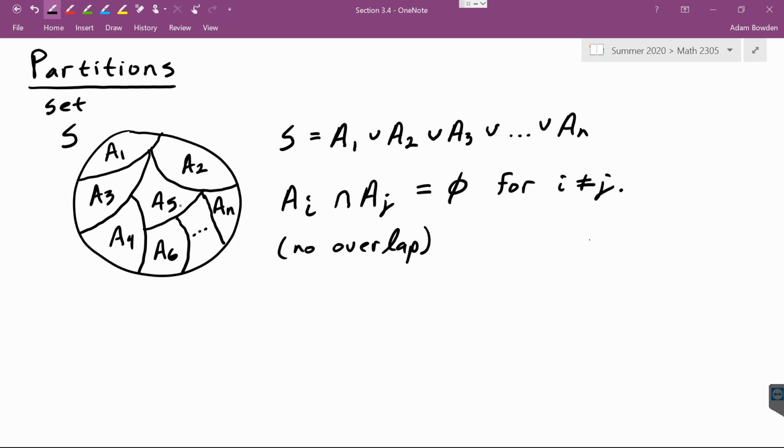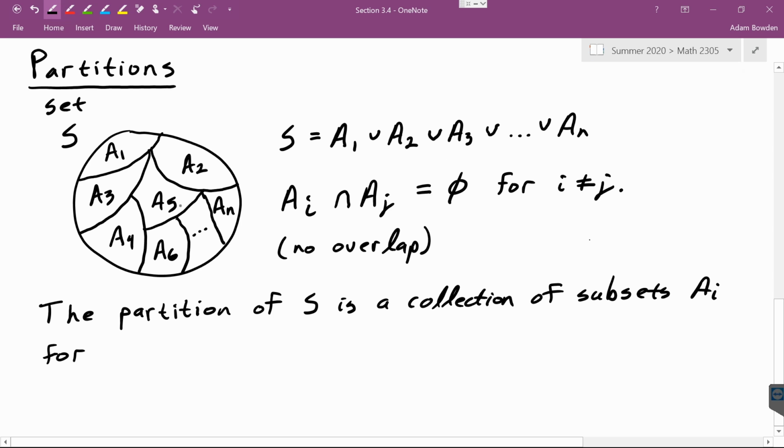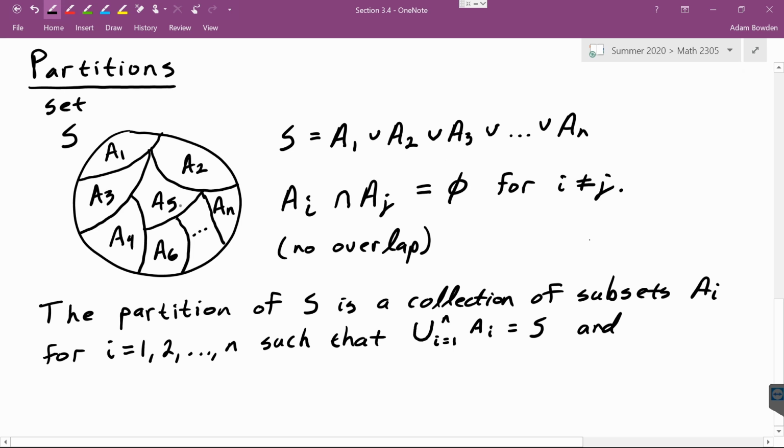To summarize, the partitions are a collection of subsets of S. Let's say that a partition of S is a collection of subsets A_i for i equals 1, 2, all the way up to n, such that the union over i equals 1 to n of A_i is equal to S, and A_i and A_j are disjoint for i not equal to j. In other words, two sets which are different in this collection of subsets.